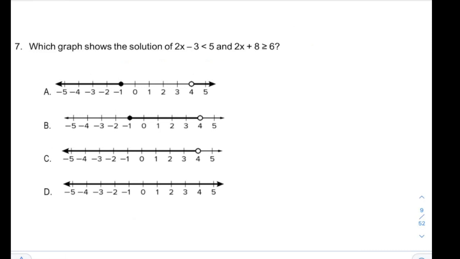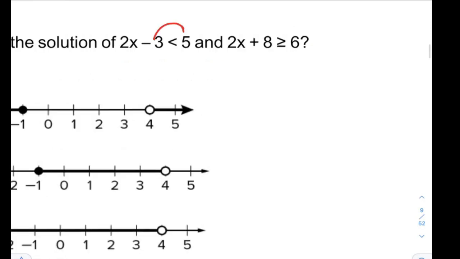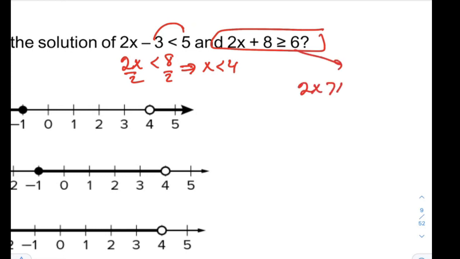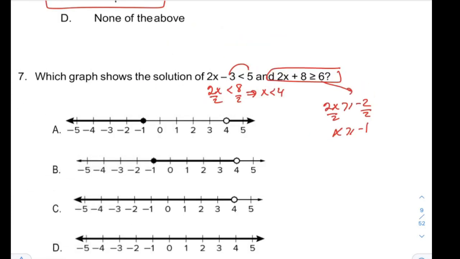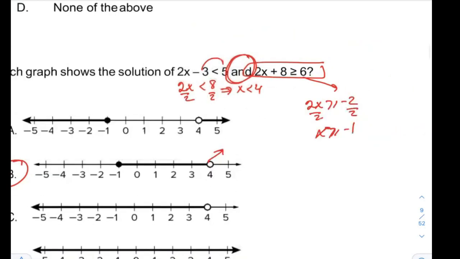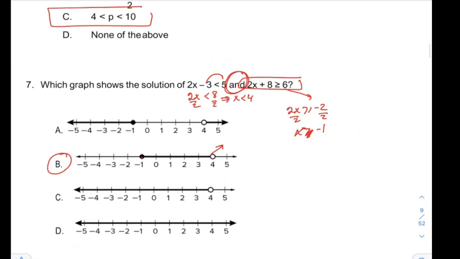Same, we want to solve each one separately. And for this one, x more than or equal to minus 1, and that means a closed interval, and less than 4. So this is B. Remember, less than 4 without equal sign, that's why it's open. Here more than or equal, that's why it's closed. And that means it will be this interval for sure.